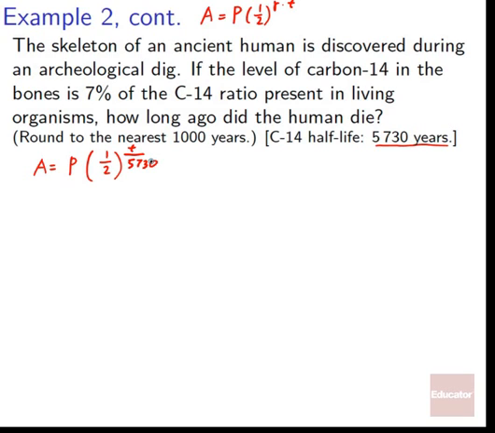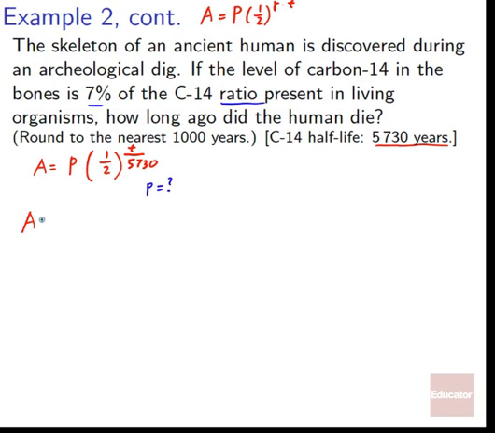Now, what is our P going to be? So we probably want to figure out, well, what is the P that we're going to use? Well, notice it said the level of carbon-14 in the bones is 7% of the carbon-14 ratio. So we were never given absolute values. We weren't given quantities of carbon-14. We were told ratios. So if that's the case, what would we want the amount to be when t is 0, when the creature was very first alive?